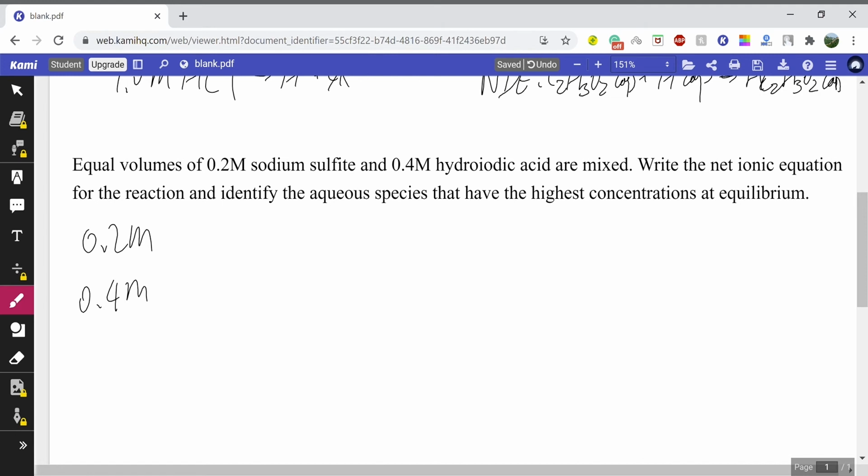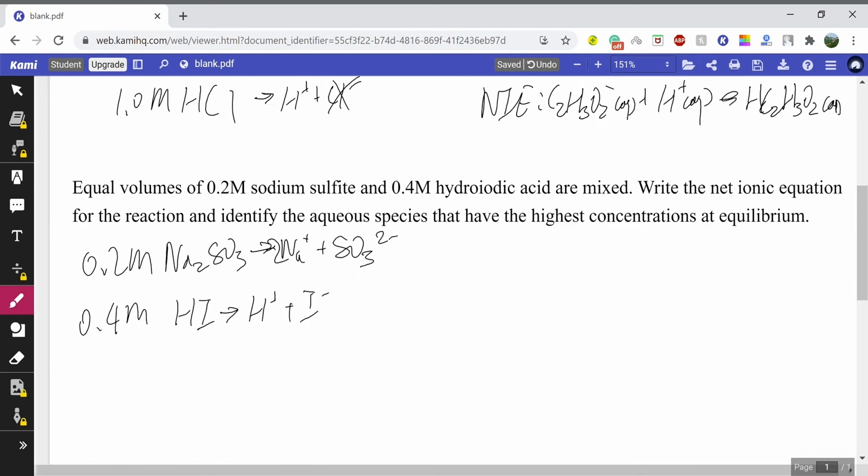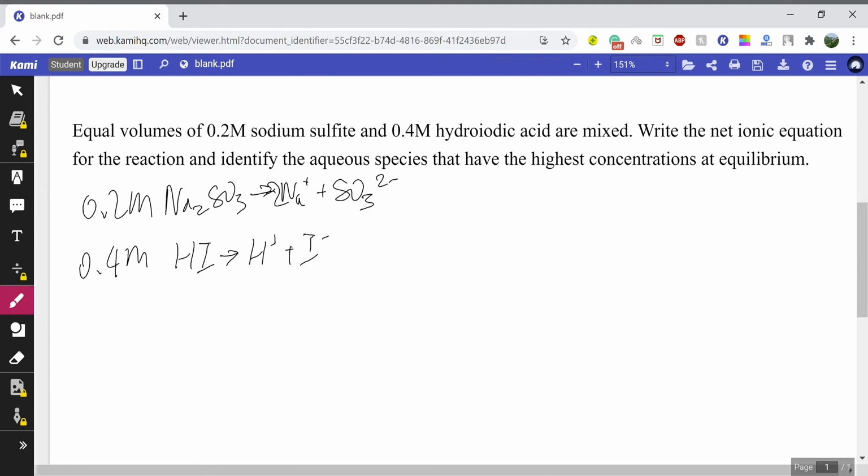Now finally, equal volumes of 0.2 molar and 0.4 molar solutions. One is sodium sulfite, Na2SO3, and the next one is hydroiodic acid. This one will break into H plus and I minus, and the sodium sulfite will be 2 Na plus plus SO3 2 minus. Since this one is 0.4 molar, in the previous one it's all equal molar, that means there's double the amount of moles of HI. So it's going to be 2 HI, 2 H plus and 2 I minus, because everything is double.